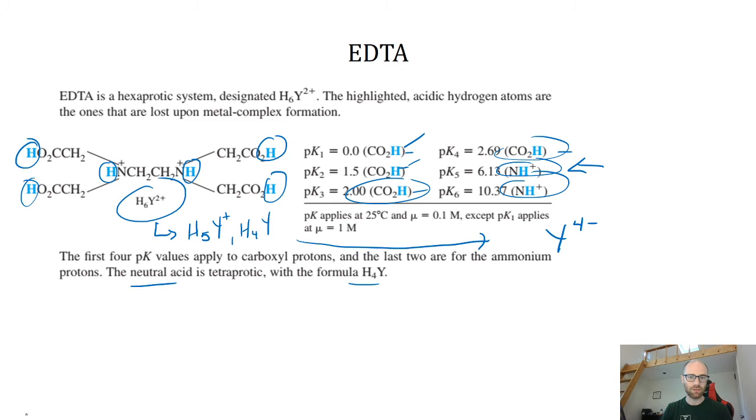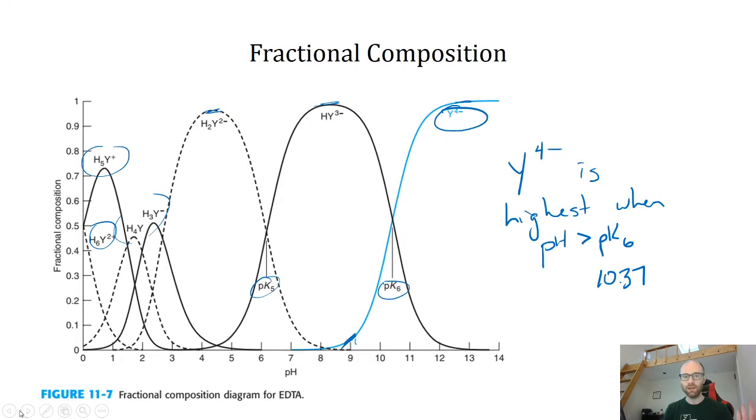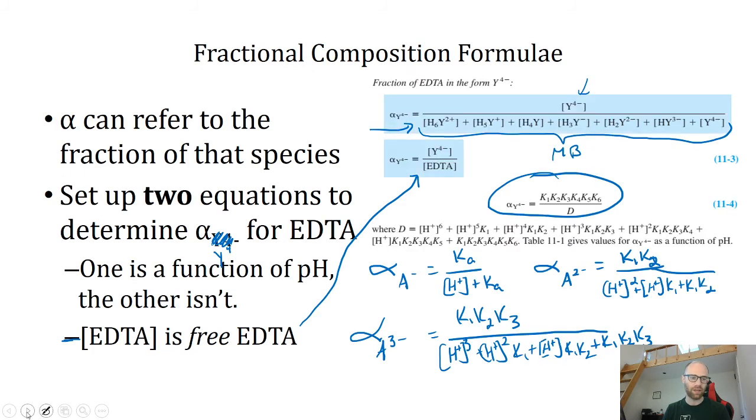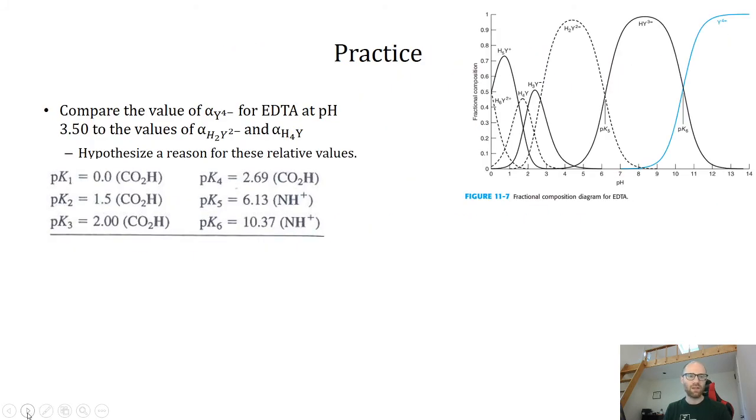Where'd the graph go? There. If this highlighted line is the Y4 minus composition fraction, we're talking about a pH of 3.5, which is, yeah, like if we were to trace this line down, it's going to be pretty close to 0, and that all makes sense. Compare the values of that at the pH of 3.5 to the values of H2Y2 minus and H4Y. So H2Y2 minus is here, and the H4Y is there.